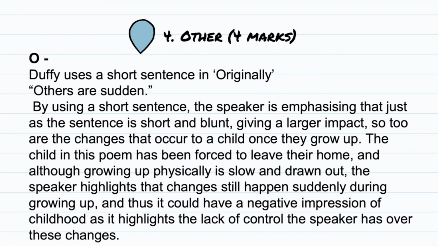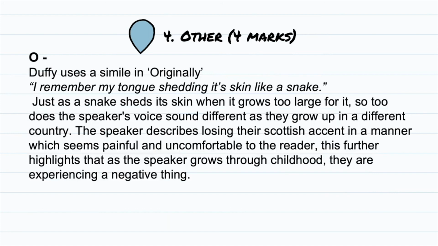Again, I get a mark for identifying a technique in the poem, and my second mark comes from describing the short sentence being impactful, just like changes are impactful in a child's life. Now I have 4 out of 4 marks. But in an exam, I don't know that. I don't know who's going to be marking my paper. So I need to provide some insurance answers. Even if you do not have time, one insurance answer will make all the difference.